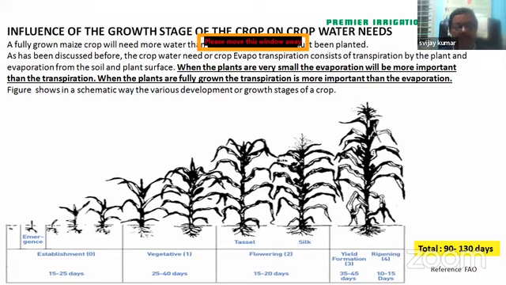And you can see there are 4 distinctive stages. You have the establishment stage, you have the vegetative stage, you have the flowering stage, and the yield formation stage. So you'll be wondering why there is 90 to 130 days, because it depends on the maize variety. There are short growing, medium growing, and long growing varieties. As per that, accordingly, the different needs also will vary for the water requirement of the crop.